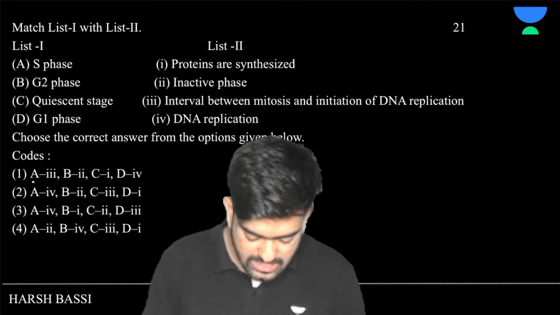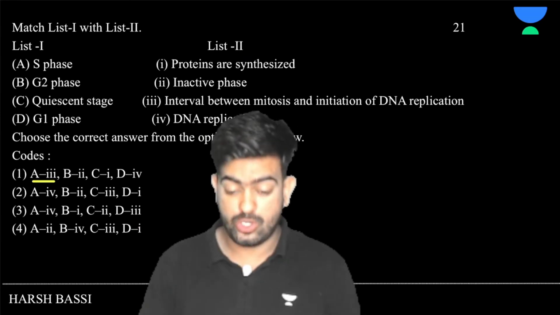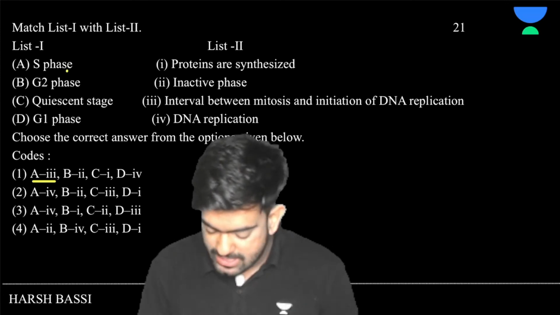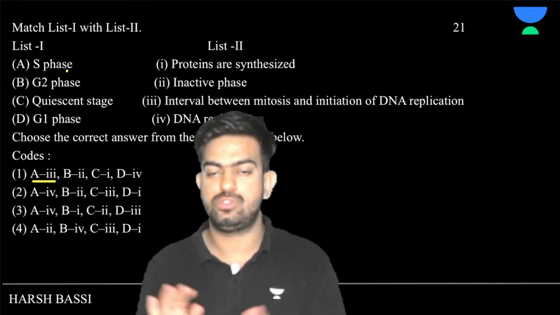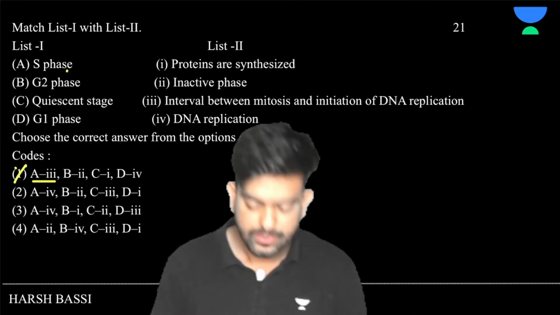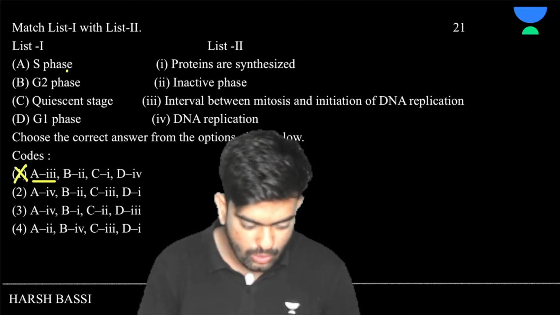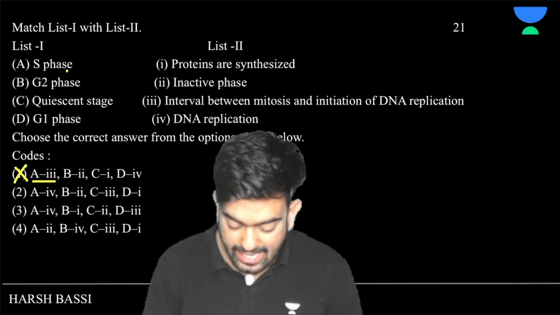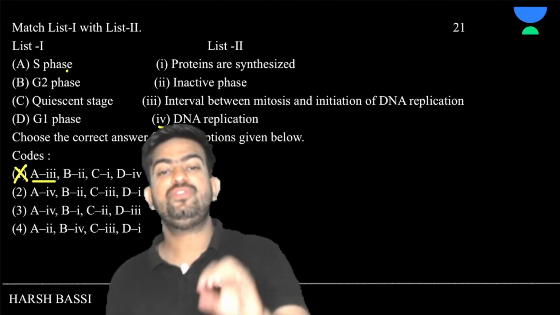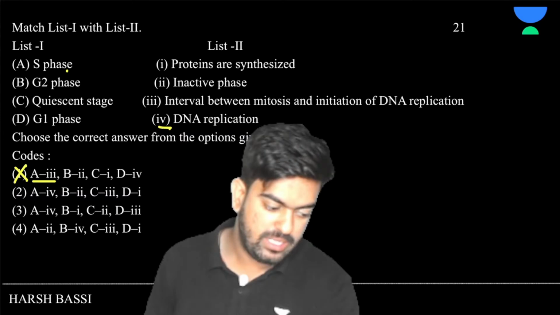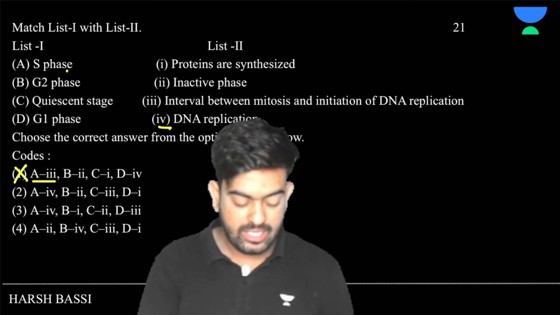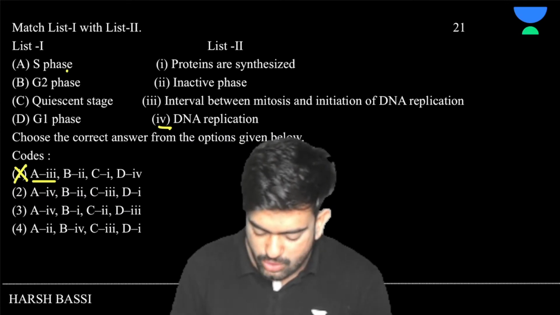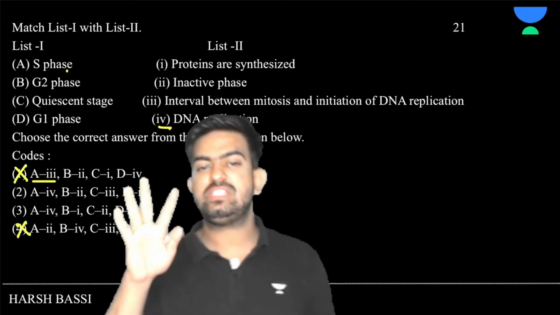Option A says A3. S phase represents interval between mitosis. No, so this one is wrong. Next, option number 2 says A with 4: in S phase DNA replication takes place. Yes, sir, in this the DNA replication takes place. Now we have got two options which have A4.